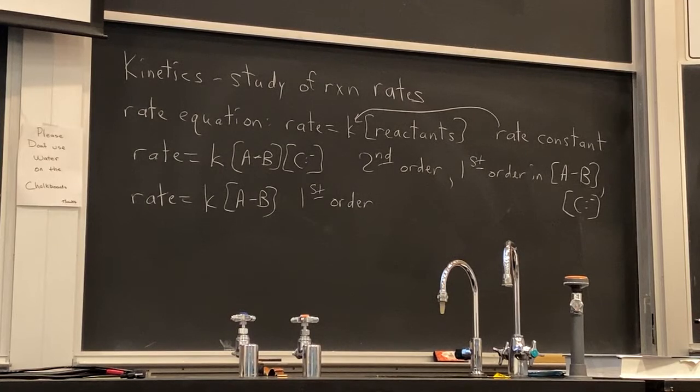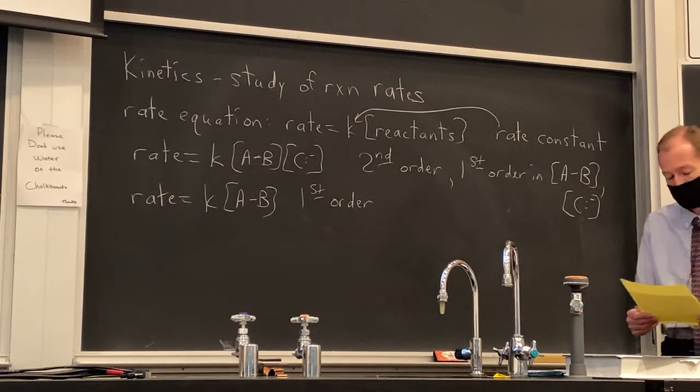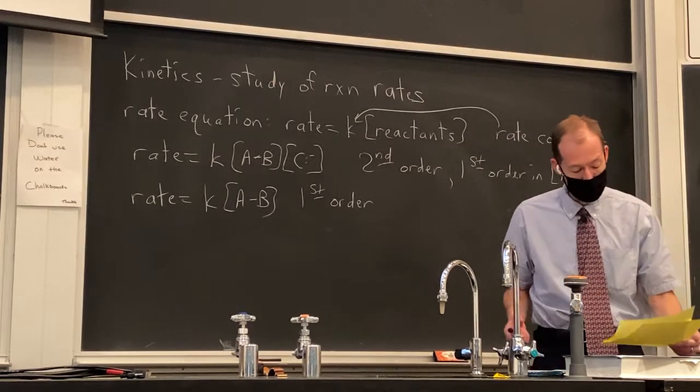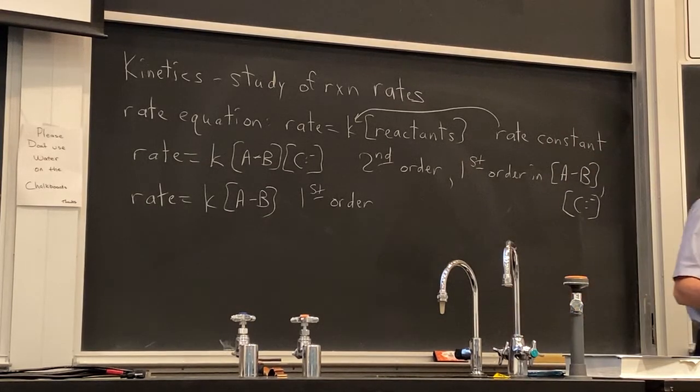So what would happen to the rate of this reaction if we increase the concentration of C minus by 10? Nothing at all, okay? And so we could determine experimentally if this rate equation were accurate by changing the concentration of C, and if nothing happened to the rate, we would know that this equation is correct, okay? And chemists do those kinds of experiments all the time, all right? Any questions about rate equations?